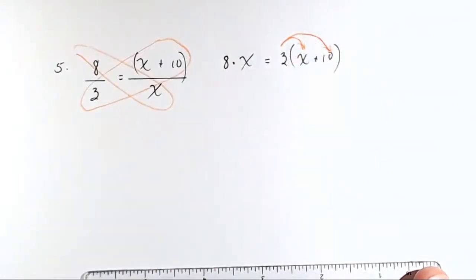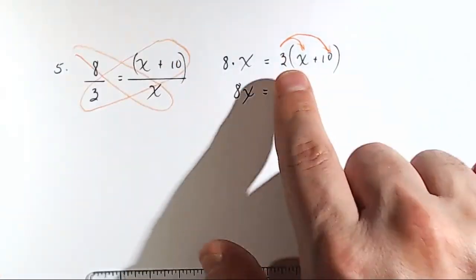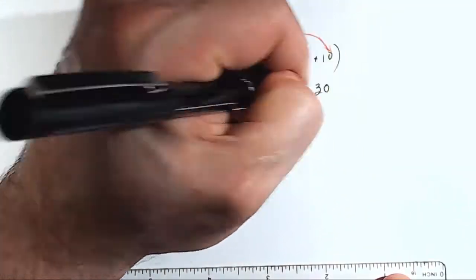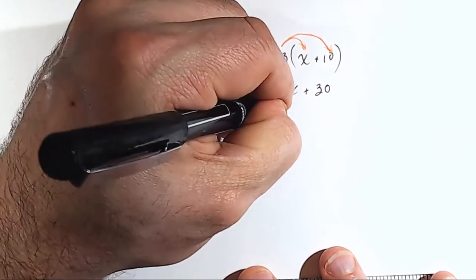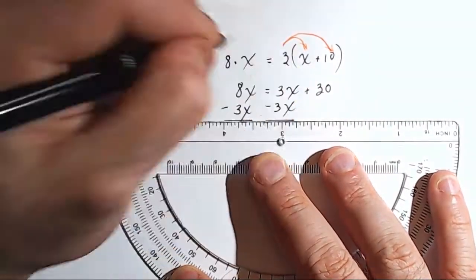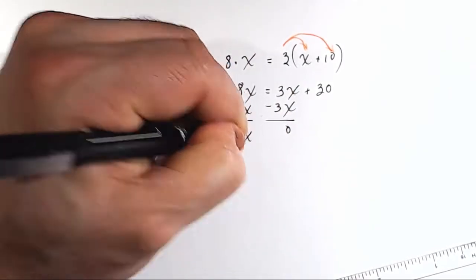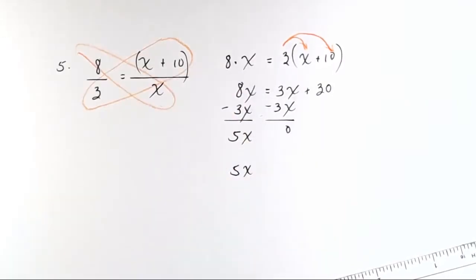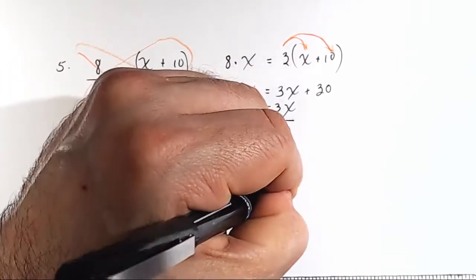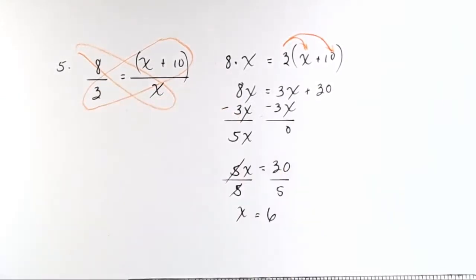Distribute. 8 times x is 8x equals 3 times x is 3x. 3 times 10 is positive 30. All right, I want to get x by itself, so I'll subtract 3x from both sides. On the right, 3x minus 3x is 0. 8x minus 3x is 5x. Let's rewrite. Now I have 5x equals 30. Divide both sides by 5. The 5's cancel. Now I have x equals 30 divided by 5, which is 6.